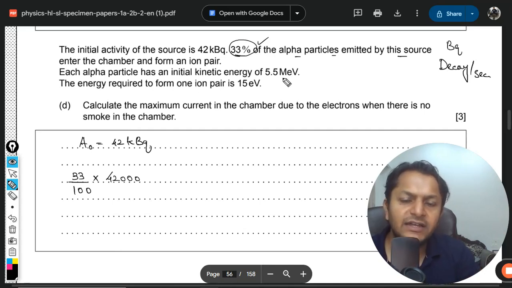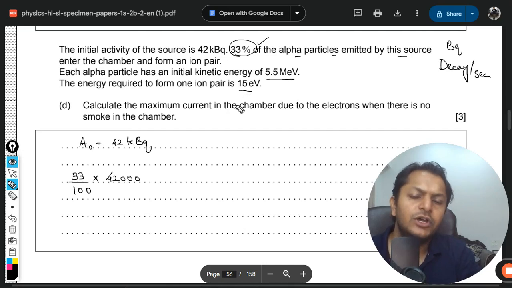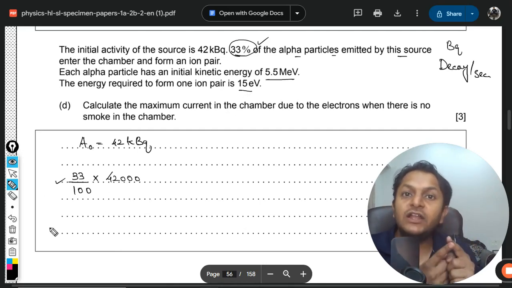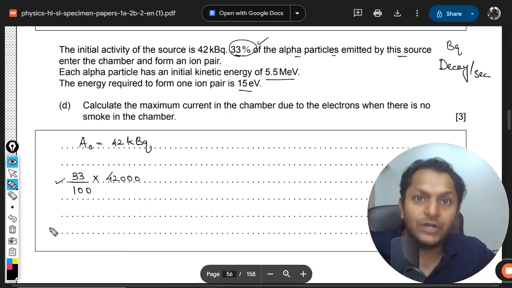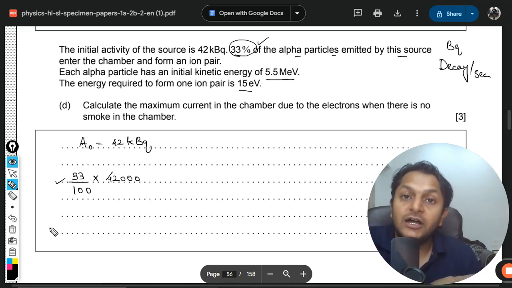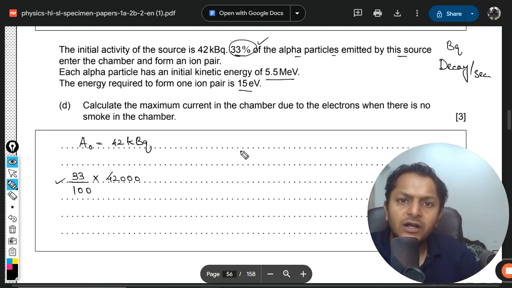Each alpha particle has a kinetic energy of 5.5 mega electron volt. The energy required to form one pair is 15 electron volt. So one alpha particle is producing many ionized particles. It's not that one alpha particle is ionizing one nucleus. No, it is ionizing many nuclei in just one go. But how many nuclei are being ionized?